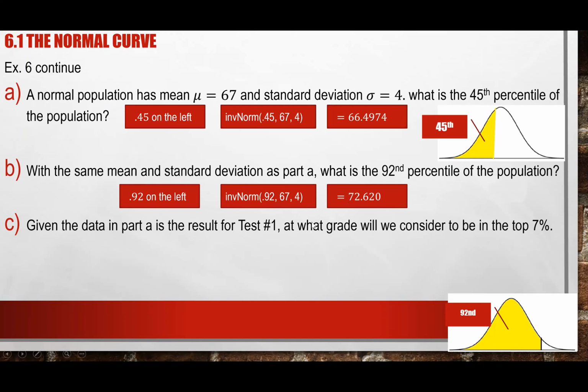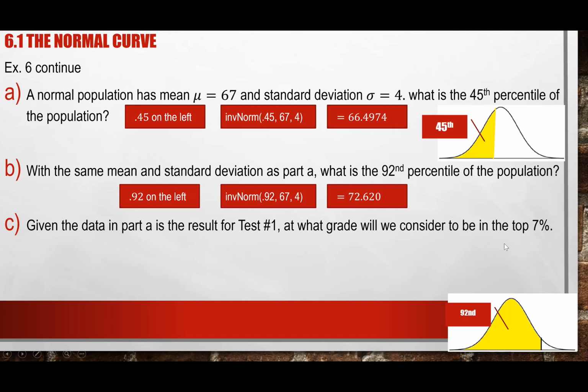whatever information they give you. For instance, let's look at C, right? Given the data in part A is the result of test 1 in the statistics class, right? What grade will we consider to be the top 7%? Okay, so we know that from left to right, as we go to the right, we increase in terms of the better the score is, right? If you're in the middle, you are at the 50%, which is the average. So how can we consider the top 7%?